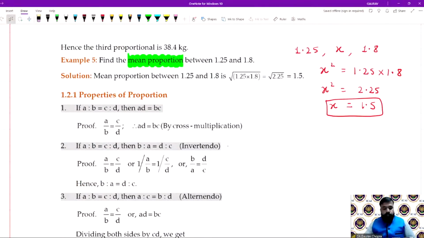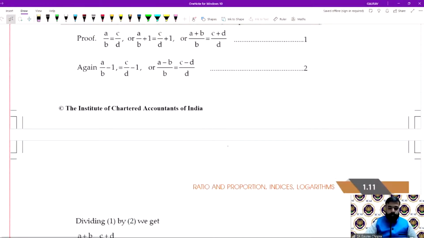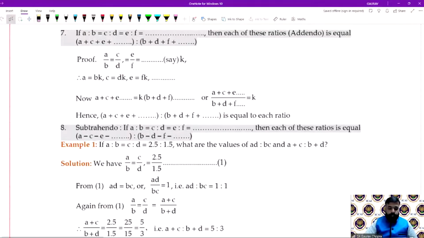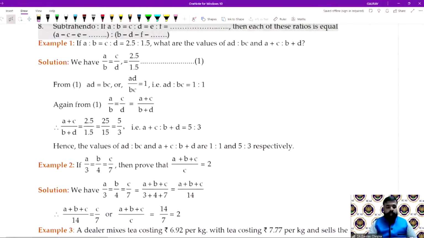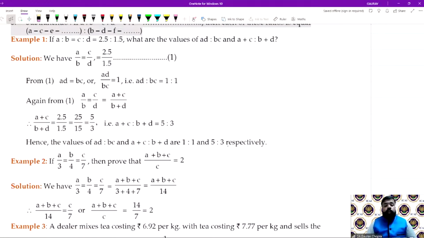Then these properties we have already done. Now comes the question based on these properties. So let us understand this. Coming towards example number 1, if A ratio B is equal to C ratio D, this is given in the question. That means they are in proportion. Whenever there is equal to sign between two ratios, it means they are in proportion. And their value is also given. That means they are equal to 2.5 ratio 1.5.